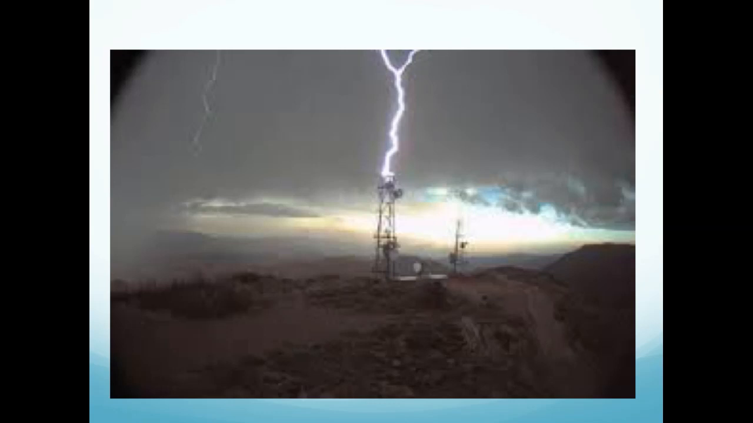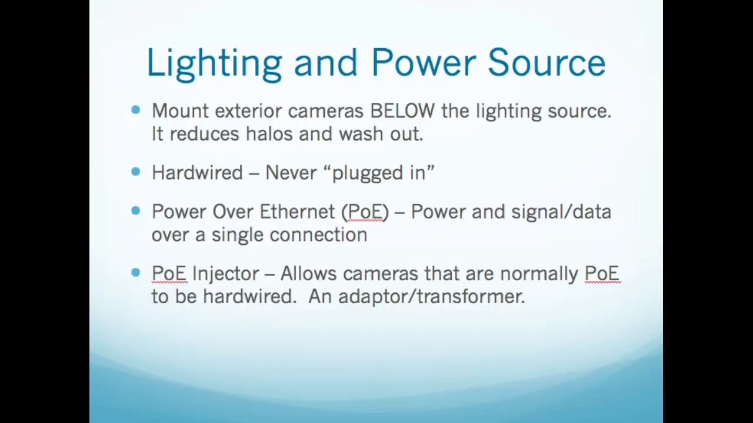But people tend to do that, and the higher up you are, the more likely you are to have a lightning strike, right? Lightning strikes the highest point, and that is normally where people try to put their cameras. So you have to worry about the environment, and you have to worry about lightning strikes and things like that when you do outside cameras. So we go from lightning to lighting and power sources. So they are all considerations when you mount your camera.